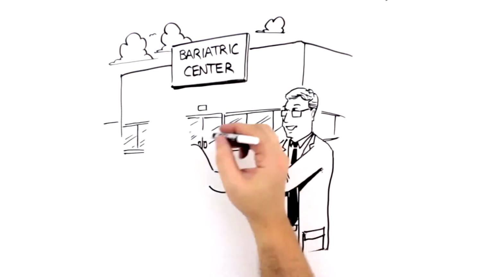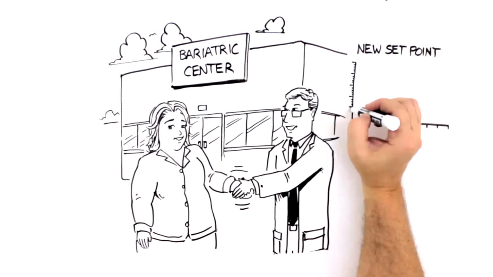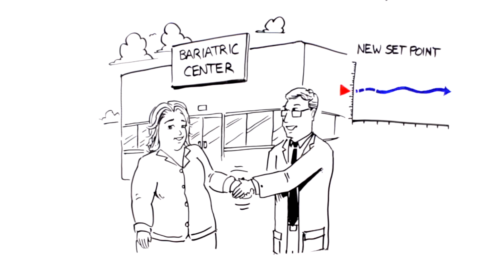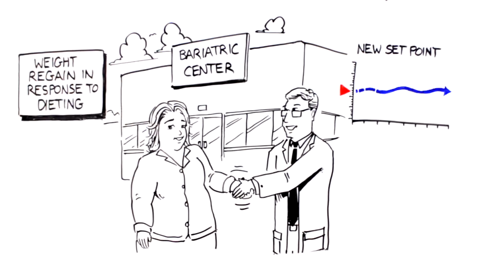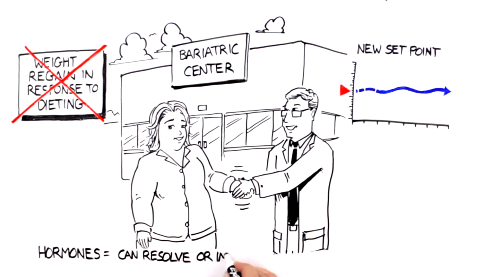These surgeries appear to produce signal changes that reset the body weight set point to a new healthier level and stop the brain from encouraging weight regain in response to dieting. Bariatric surgery may also affect hormones that help to regulate your overall health, which may explain why some types of bariatric surgery can resolve or improve type 2 diabetes.